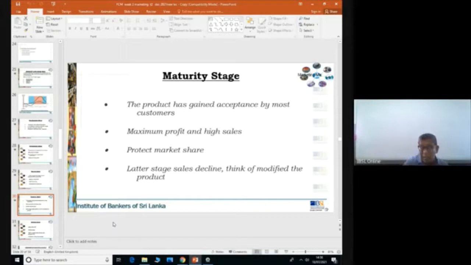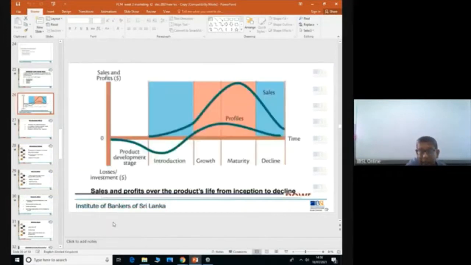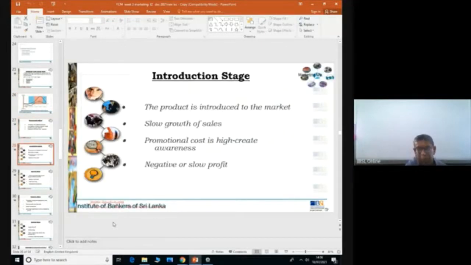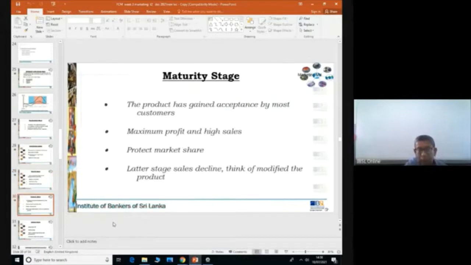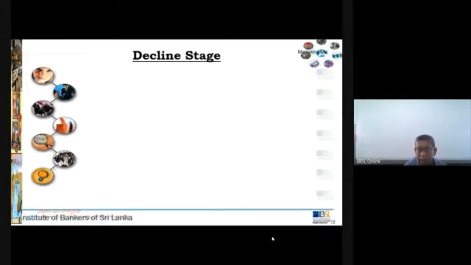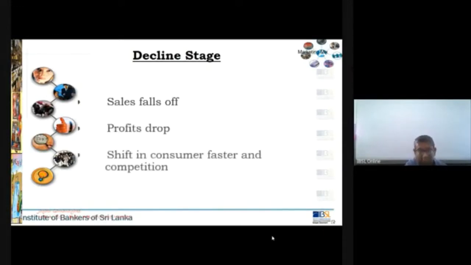Once it comes to the maturity stage, what is the next stage? It's going to decline. During the decline stage, the profits are coming down and sales are dropping, so you need to take a decision whether you're going to continue this product or not. And this is why the product life cycle is important.